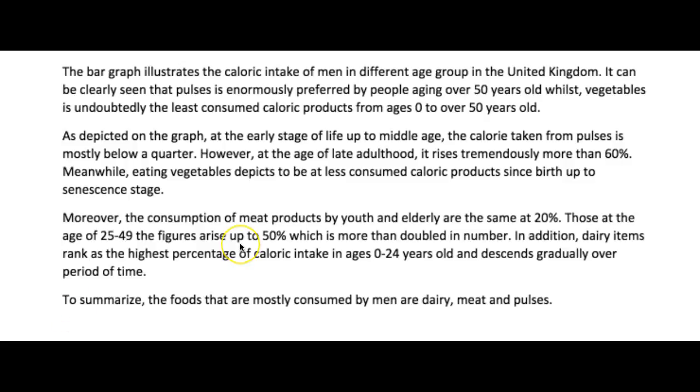The bar graph illustrates the caloric intake of men in different age groups in the United Kingdom. It can be clearly seen that pulses are preferred by people over 50, while vegetables are the least consumed caloric products. For the remaining two groups, okay?